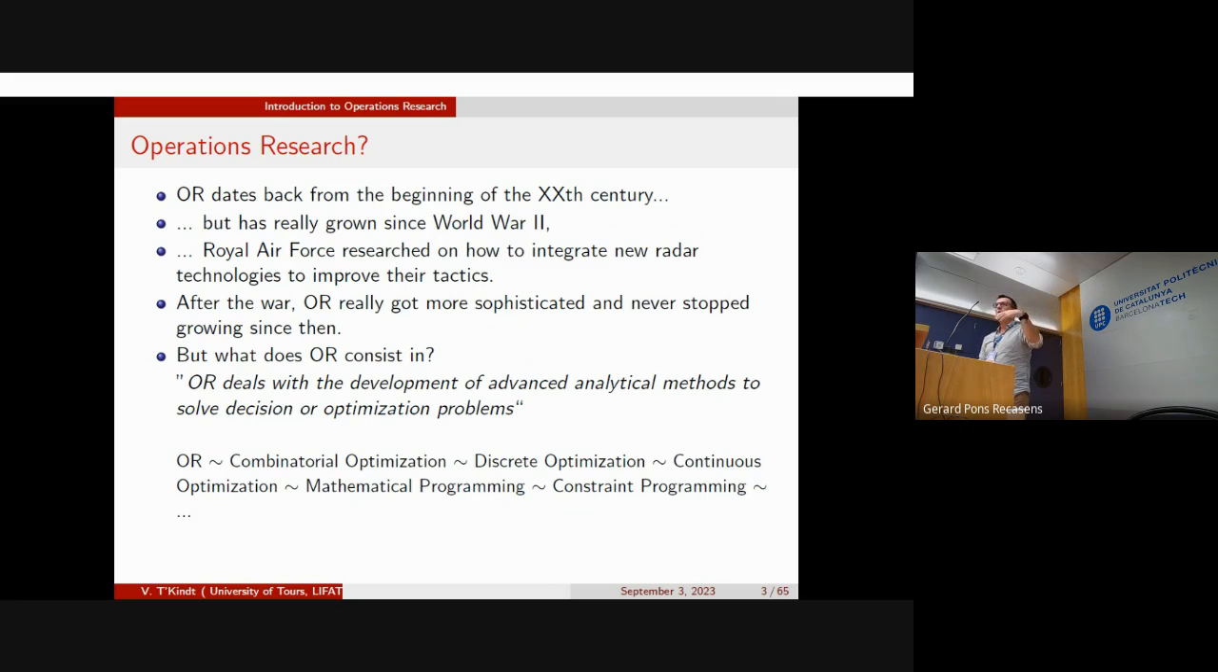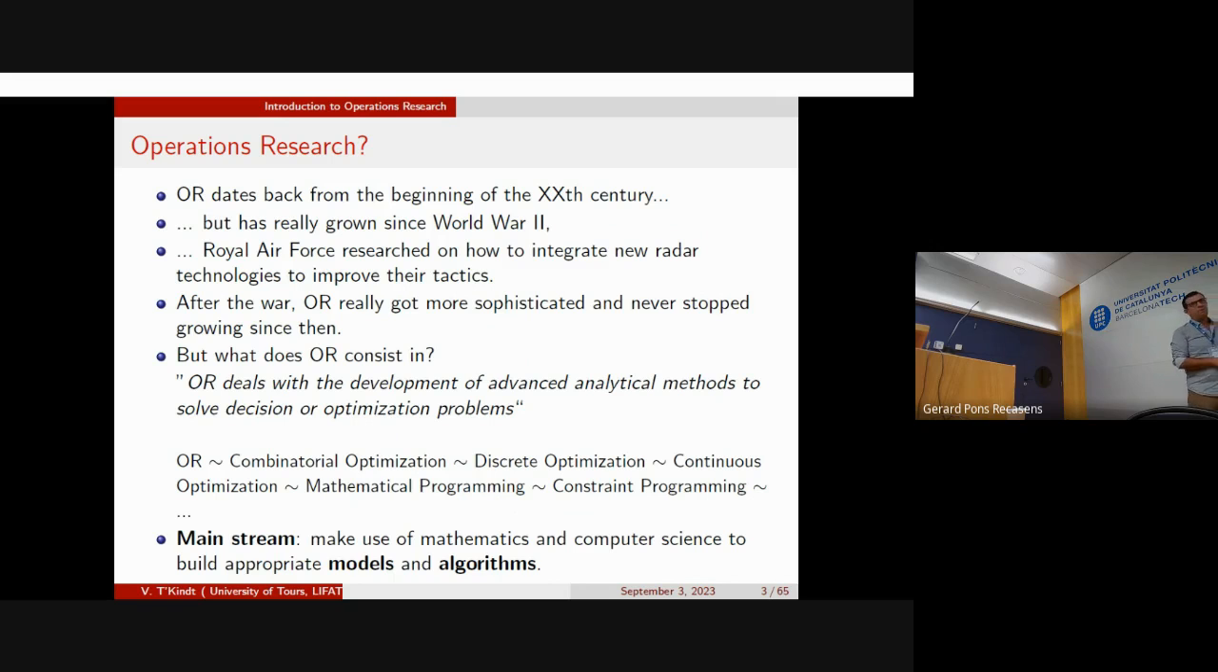Just to know, is someone in the room who already knew operations research or one of these topics before? Or is it totally new for you? One person, two people, 3, 4? Great, so we can stop here. We can go for a coffee break. No, I'm kidding. Continue, for sure.